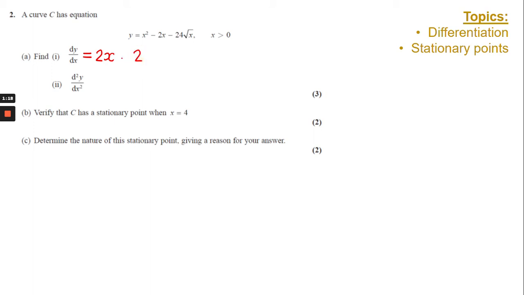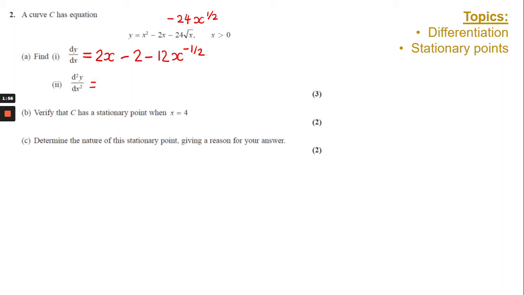Now this very last one, we have to change this into something with an indice, so something with a power. So this can be written as minus 24 x to the power 1/2. Just put in my minus there. So over here we're going to do 1/2 times minus 24, which gives me minus 12, and then 1/2 minus 1 gives me minus 1/2. So I can just put that in as my new power. Okay, and that's the first part done.